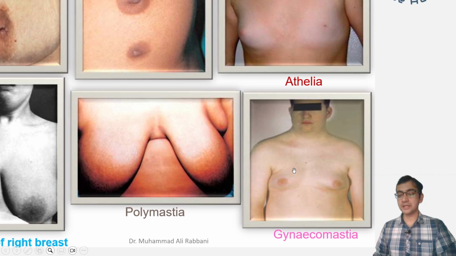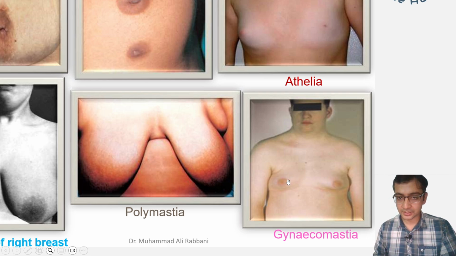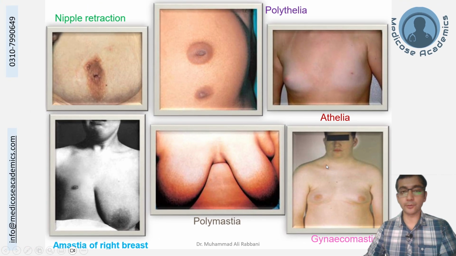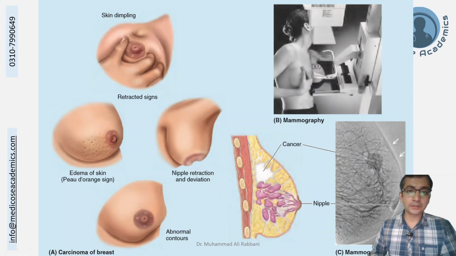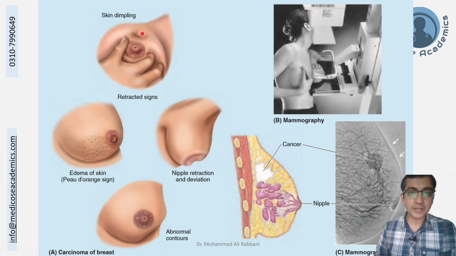And in males, if due to hormonal imbalances or some other cause the male breast tissue is developed, that is called gynecomastia. Then there is skin dimpling. It is caused when any pathology, like any cancer, contracts and may pull on the ligaments of Cooper and the suspensory ligaments, and they pull on the skin. So this is called skin dimpling.